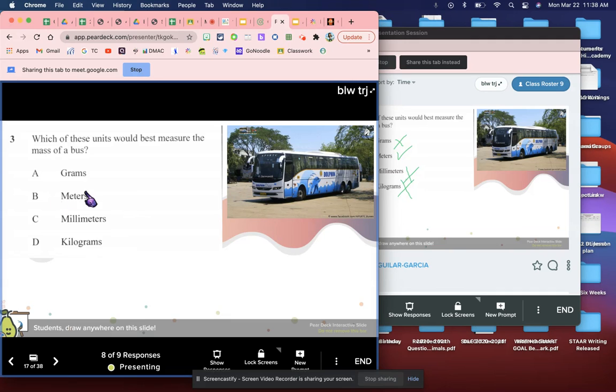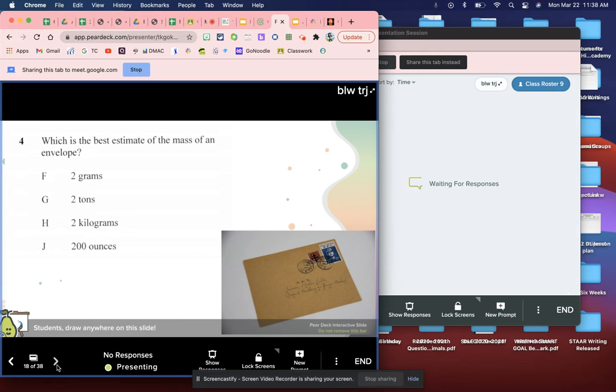Kilograms. Meters and millimeters, we're talking about the distance. How long? Meters. I'm not talking about distance. They're asking me about the mass. So I'm going to go ahead and go to the next one.